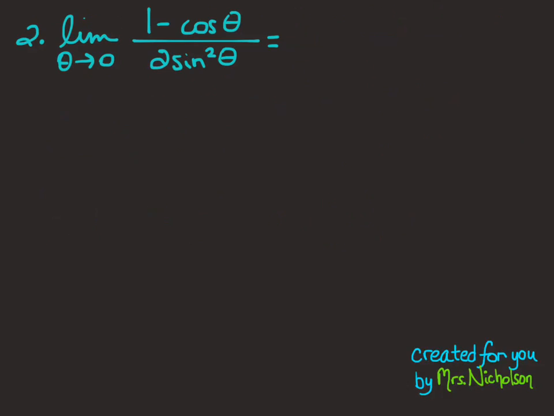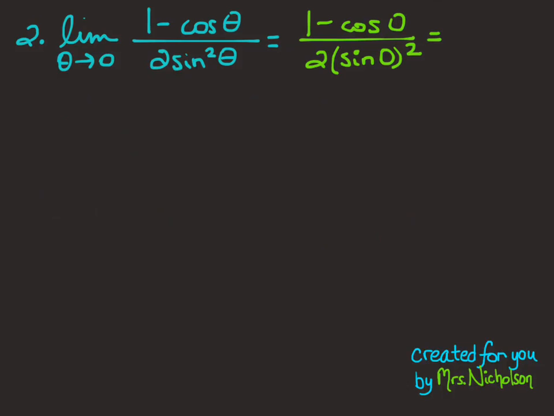Let's move on to question number 2. In this question, we've got some trig functions. Theta is our variable this time, and it's approaching 0. So the first thing we should always try to do is plug it in. 1 minus cosine 0 over 2 times sine 0 squared. I'm going to rewrite that using that kind of notation, which generally makes a little more sense to students.